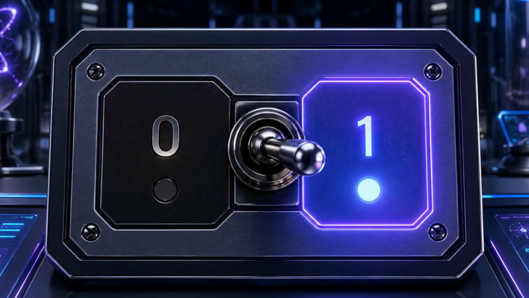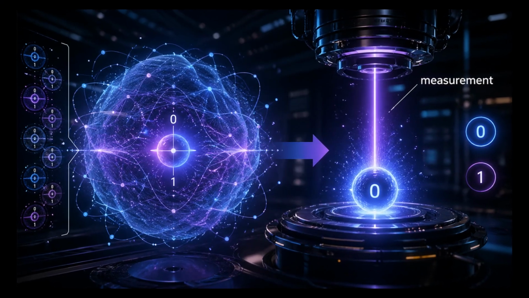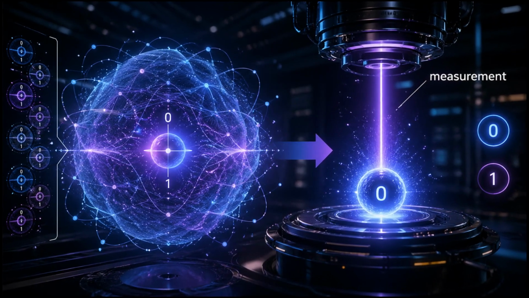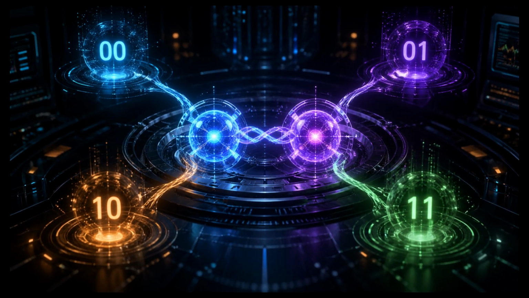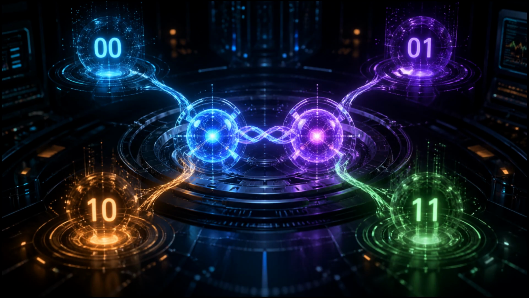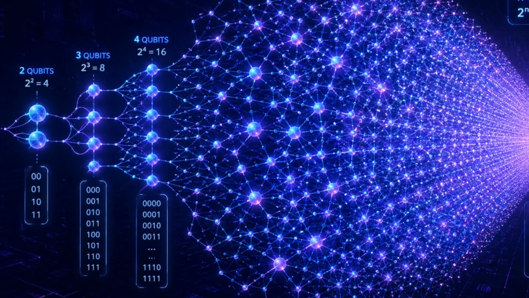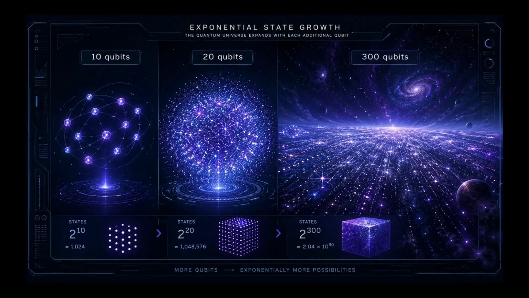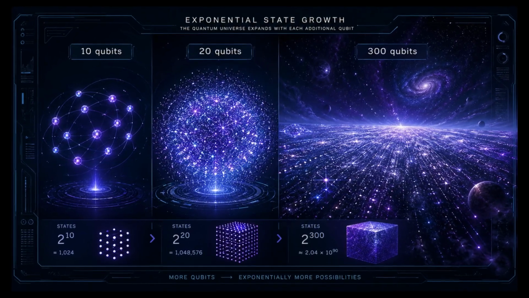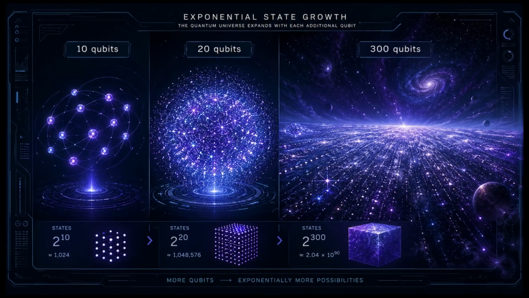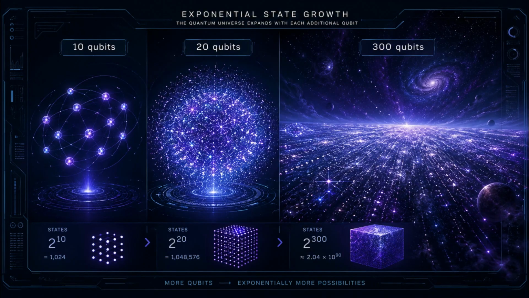Superposition is one of the main reasons quantum computers are so different. With one classical bit, you can store one value, 0 or 1. With one qubit, the system can describe a combination of 0 and 1. With two qubits, it can describe combinations of 00, 01, 10, and 11. As you add more qubits, the number of possible states grows extremely quickly. For example, 10 qubits can describe over 1,000 possible combinations. 20 qubits can describe over 1 million. 300 qubits can describe more combinations than there are atoms in the observable universe.